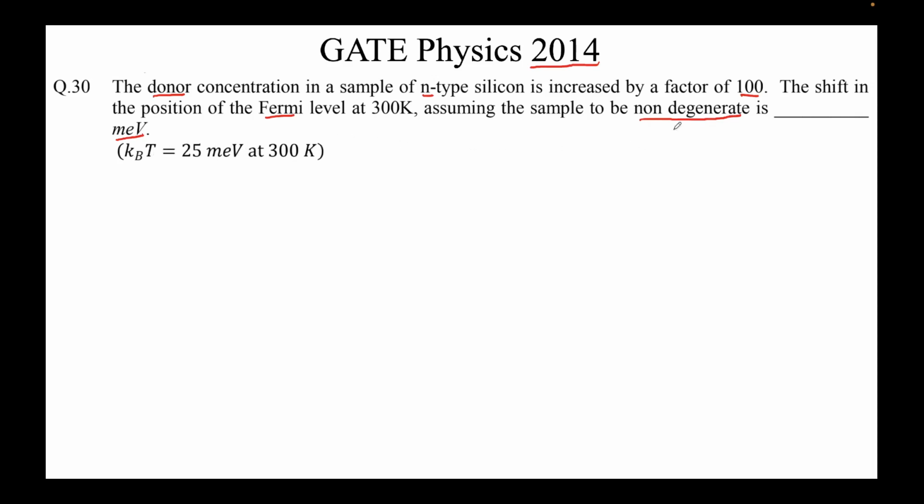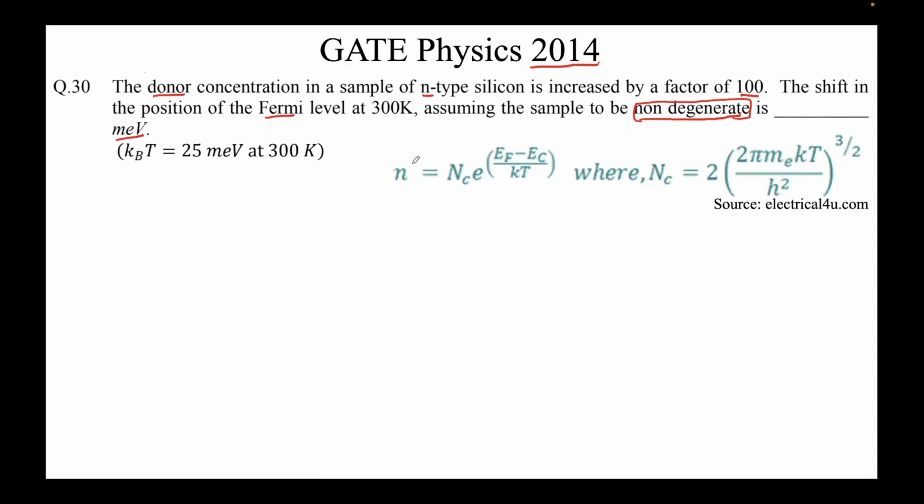Now, note that the question specifies that the sample is non-degenerate, and we know that for a non-degenerate semiconductor, the concentration of electrons N in the conduction band can be given by this formula, where EF is the Fermi level, k is Boltzmann constant, EC is the level of the conduction band, me is the effective mass of electrons, h is Planck's constant.